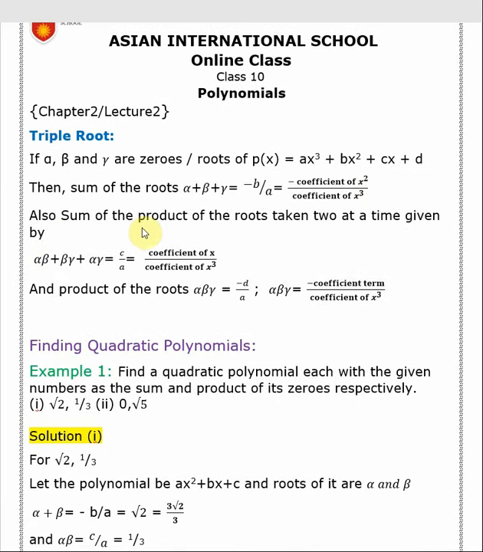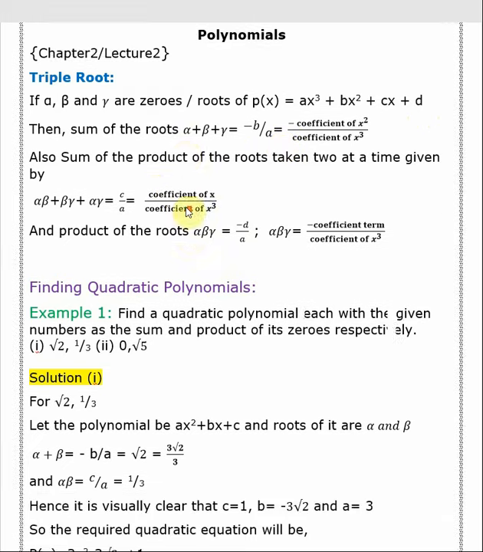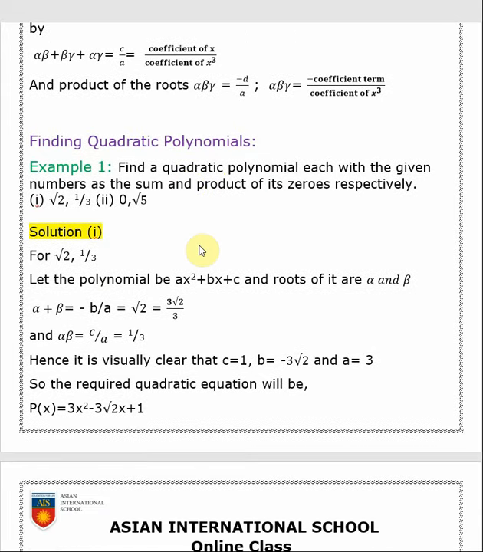Similarly, the sum of them taken two at a time, that is alpha beta plus beta gamma plus alpha gamma, equals c by a, that is coefficient of x by coefficient of x cube, just like the previous one. And finally, the product of all of them, that is alpha beta gamma, will be minus d by a. This is d, the constant one, by a. Now we have to remember all these formulas because we will be doing sums on these formulas. Now let's look into a few different kinds of sums.